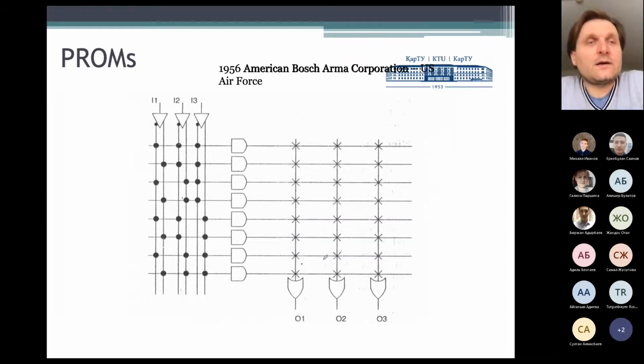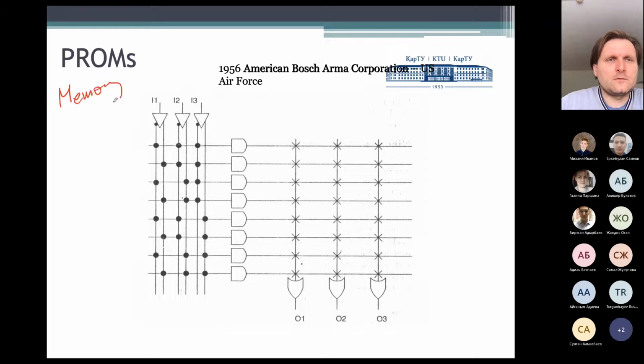Okay, the first is the read-only memory, or ROM. We have 3 inputs and 3 outputs. The first time that structure was used was by Bosch Corporation, the American part of Bosch Corporation, and the project was funded by the US Air Force. So the Bosch engineers should solve any problem of digital logic. They proposed memory as a solver of digital systems.